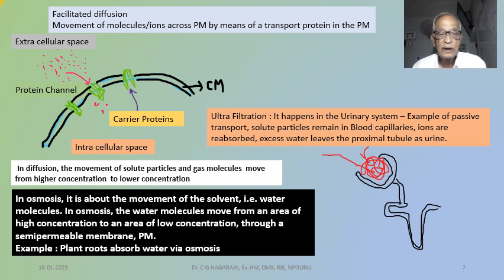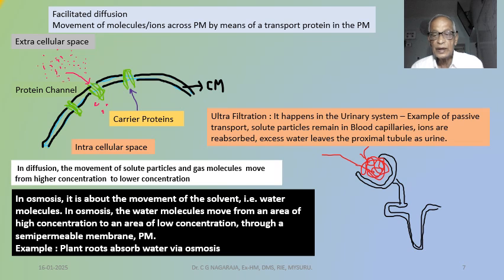Another type of passive transport is called facilitated diffusion. In this one, movement of molecules takes place across the plasma membrane with the help of transport proteins. You see the diagram I have written. It is the same thing as diffusion, but in this case, molecules do not move freely on their own. They require the help of some proteins. Therefore, it's called facilitated diffusion.